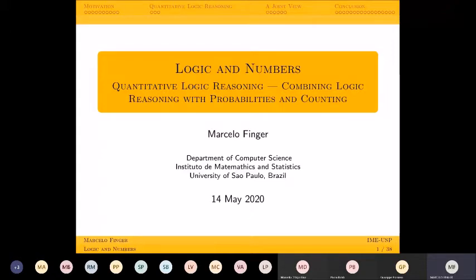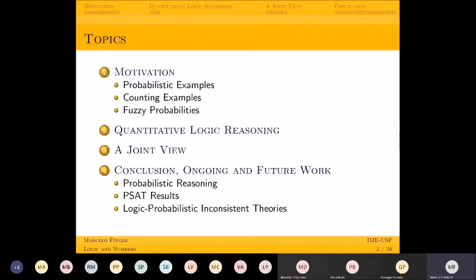Officially, the name is quantitative logic reasoning, but when I say that, people don't understand. So it's basically mixing logic and numbers. Okay. So the motivation, I'll present three lines of research. We are doing classical probabilistic reasoning with classical logic examples. I'll do classical reasoning with counting, so cardinalities, and I'll also be doing some non-classical logic, fuzzy logic, and a well-founded probability theory on top of it. I'll be using Lukasiewicz infinitely valued logic on top of that. So all of this is officially called quantitative logic reasoning.